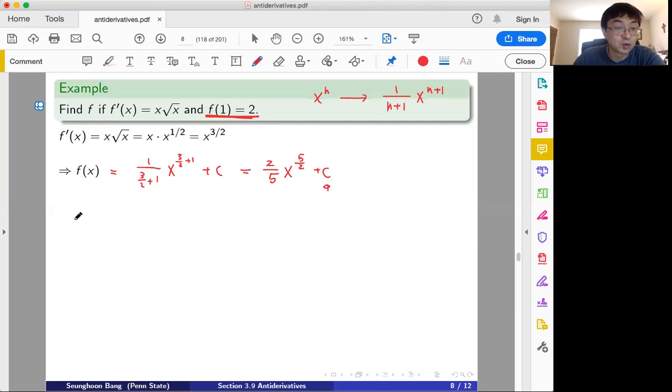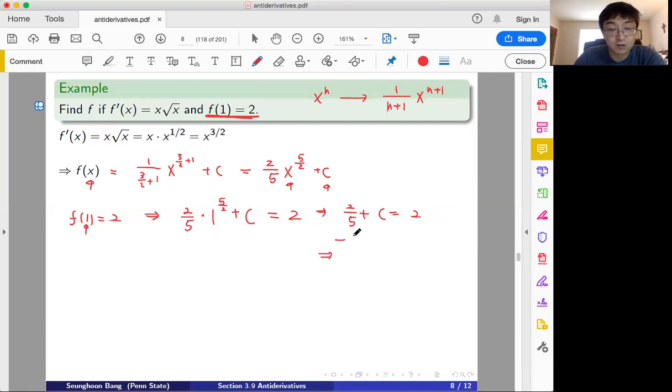f of 1 equals 2. You can use f of 1 equals 2. So what's f of 1? You plug 1 into x here. So we have 2 over 5 times 1 to the 5 over 2 plus c. This f of 1 equals 2. 1 to the 5 over 2 is 1, only 2 over 5 plus c equals 2.